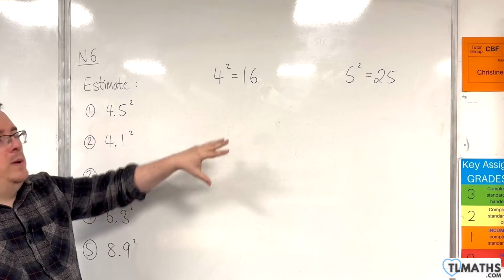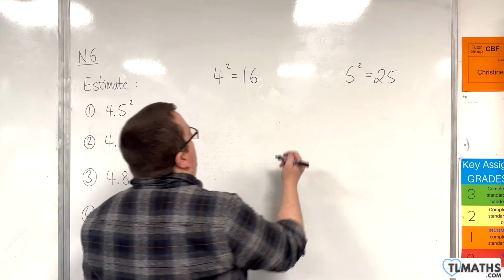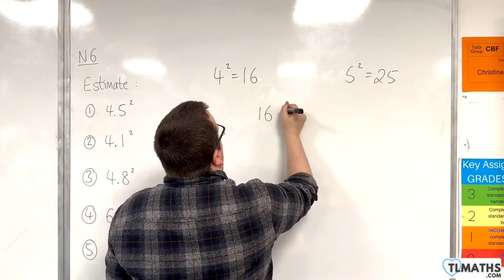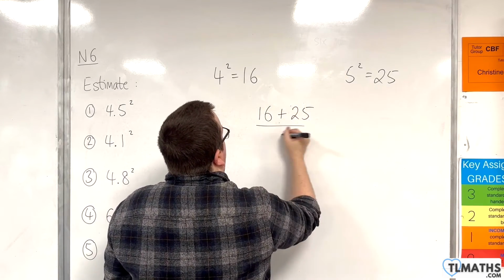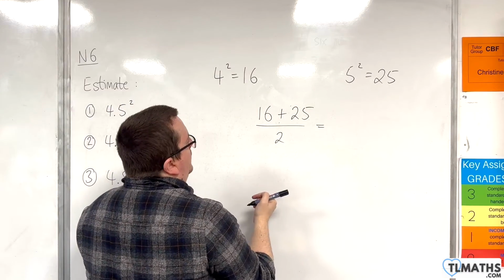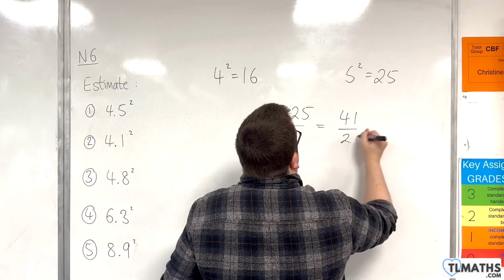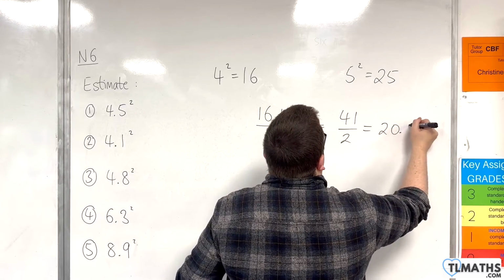4.5 is halfway between 4 and 5. So if I find the average of 16 and 25, by adding them together and dividing by 2, that finds me the midpoint. 16 and 25 is 41. Divided by 2 is 20.5.